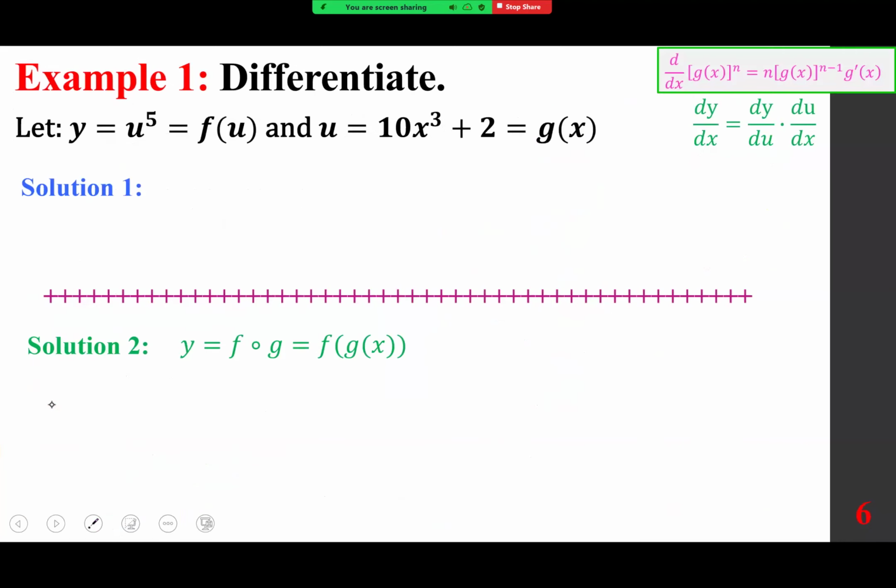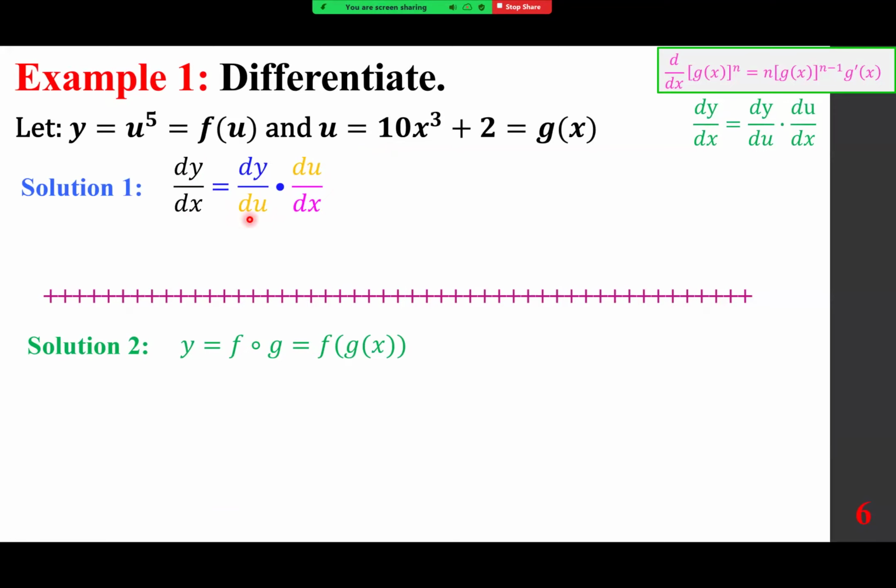Now I want to look at two methods for differentiating the first example. Y is u to the power of 5, which makes it a function of u. U is 10x cubed plus 2, or g of x, which makes it a function of x. And according to Leibniz's notation, dy/dx is dy/du times du/dx. Notice these two are the same. If we treat them as fractions, and we can't, they cancel each other. So it works out this way.